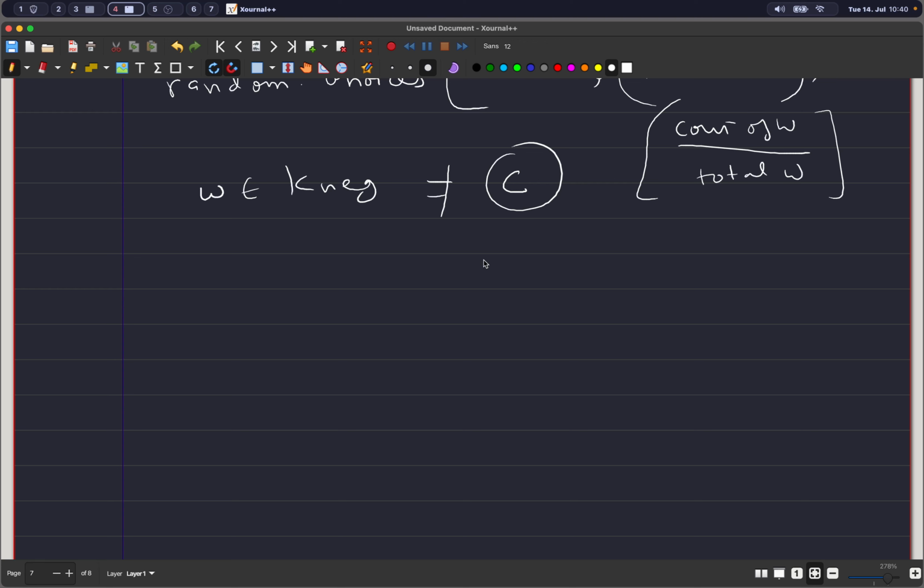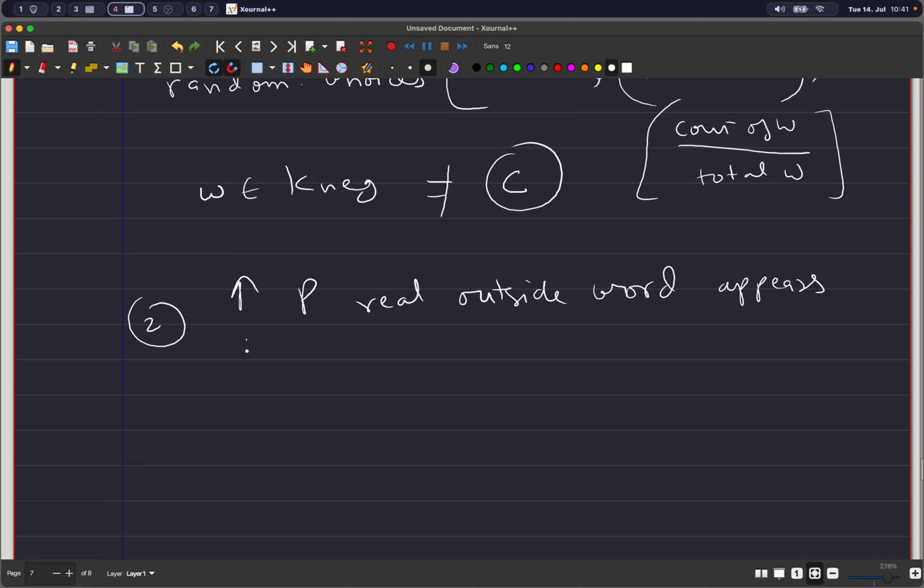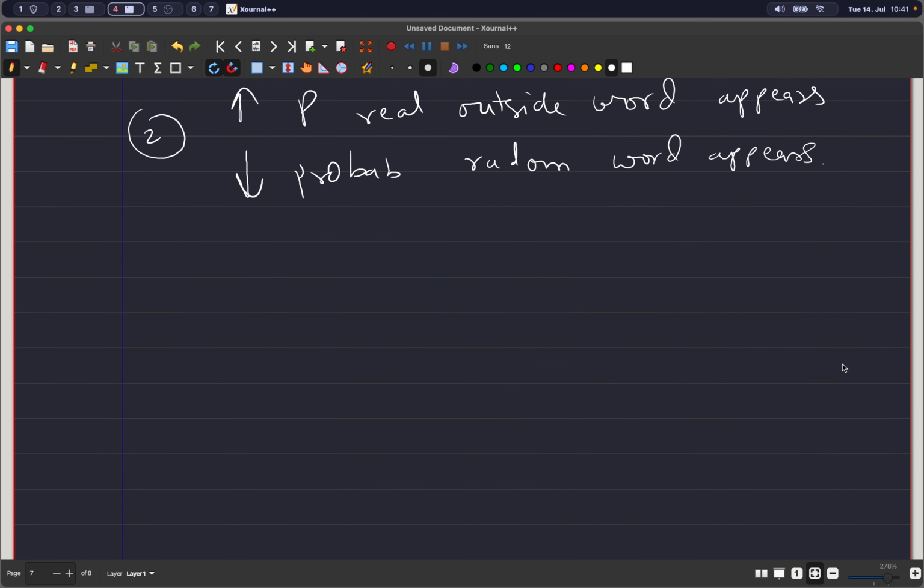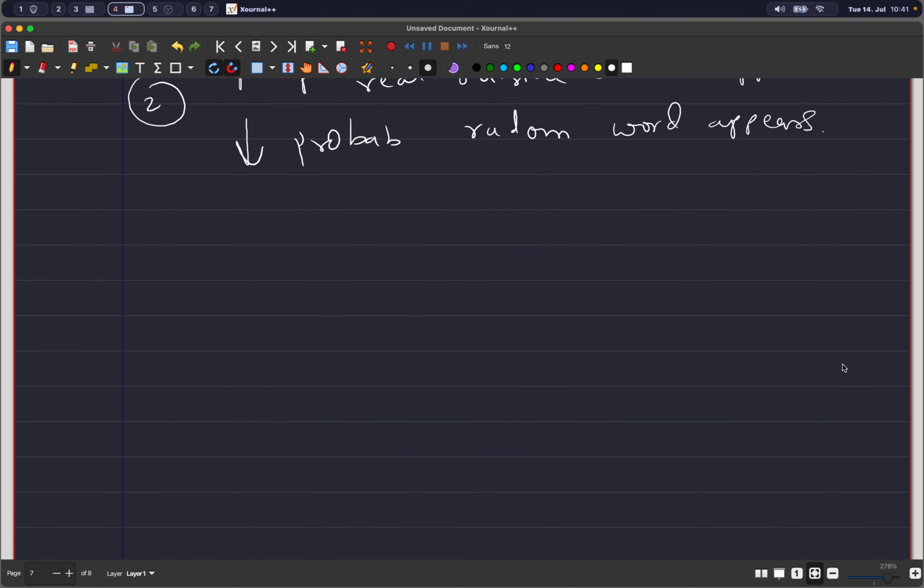Now the goal is to increase the probability that the real outside word appears, and to minimize the probability that a random word, or noise, from the negative samples appears. This is our goal. I'll quickly write the objective function and then we can look at what exactly it means.